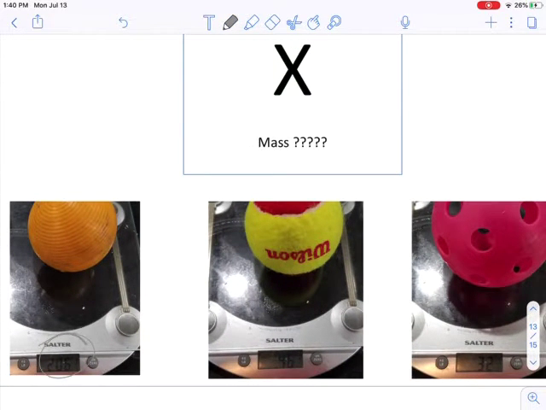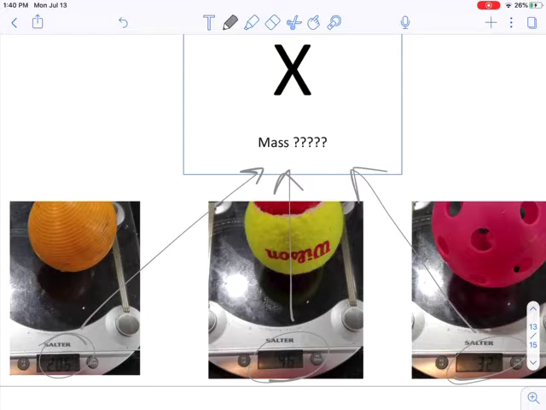Because they're very different. This one is 206, this one is 46, and this one is 32. Which one of these numbers is supposed to go there? Now you might say to yourself, well, why don't we just average all of them?